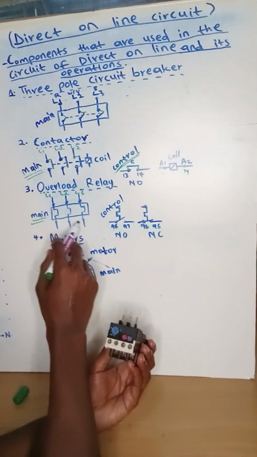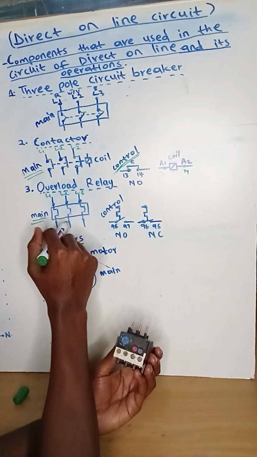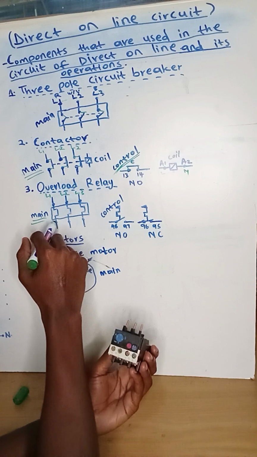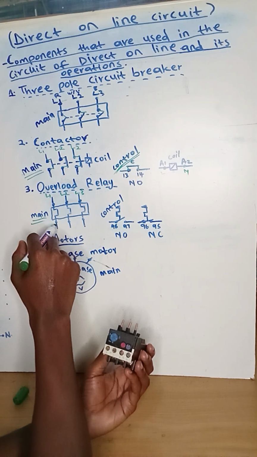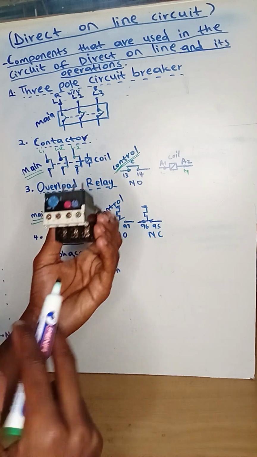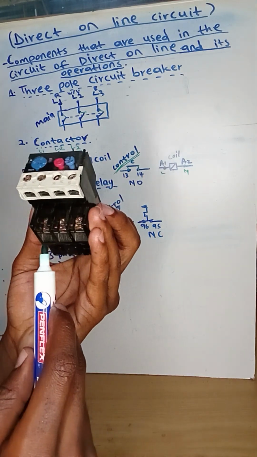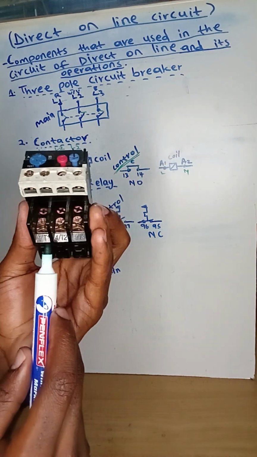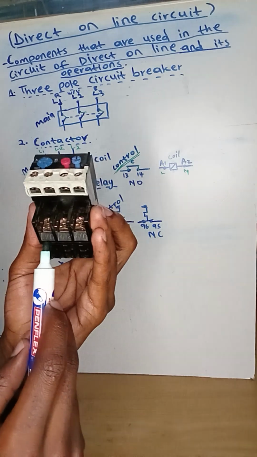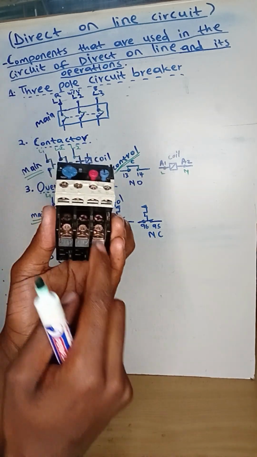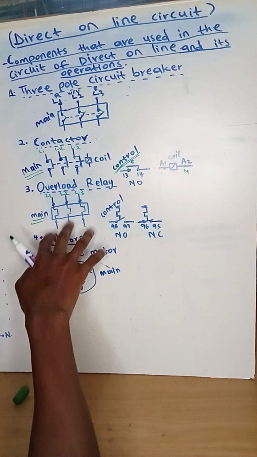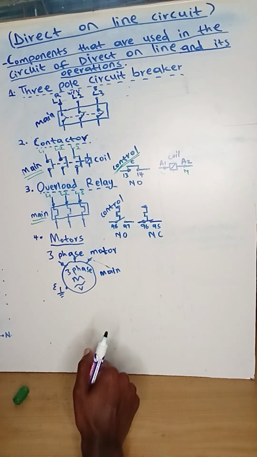And then here we have the bottom wires. So the bottom wires will be from here, under the overload relay: T1, T2, and T3. As you can see, it is 3 points. So those are these 3 bottom wires.